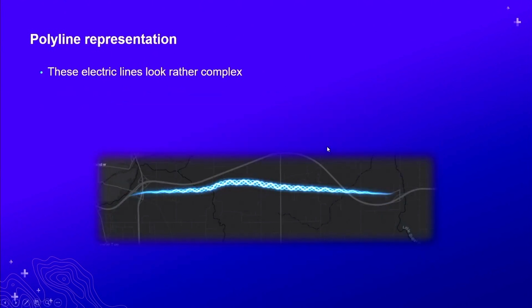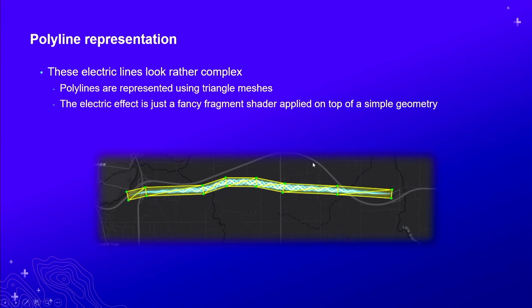And let's talk about polyline representation. At first sight, these electric lines look rather complex, but as is often the case in computer graphics, it's a trick. The geometry is quite simple. It's a very simple triangle mesh, and the electric effect is implemented using a fragment shader. What is a triangle mesh, Dario? A triangle mesh is a collection of vertices with some attributes connected together in order to form triangles. The triangle is the only primitive that WebGL can render efficiently and in a flexible way.